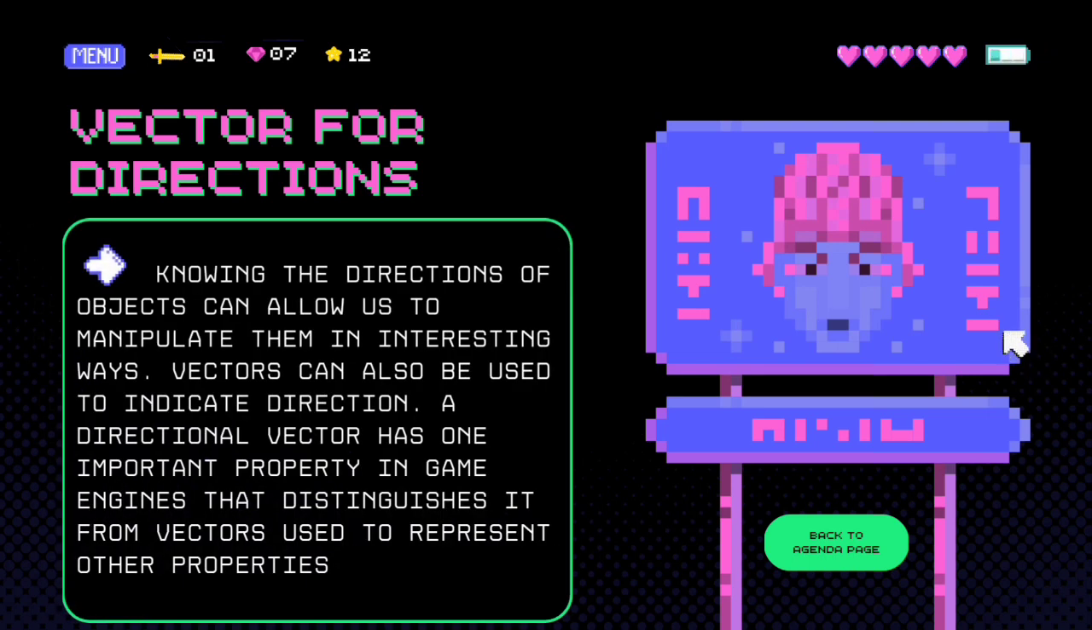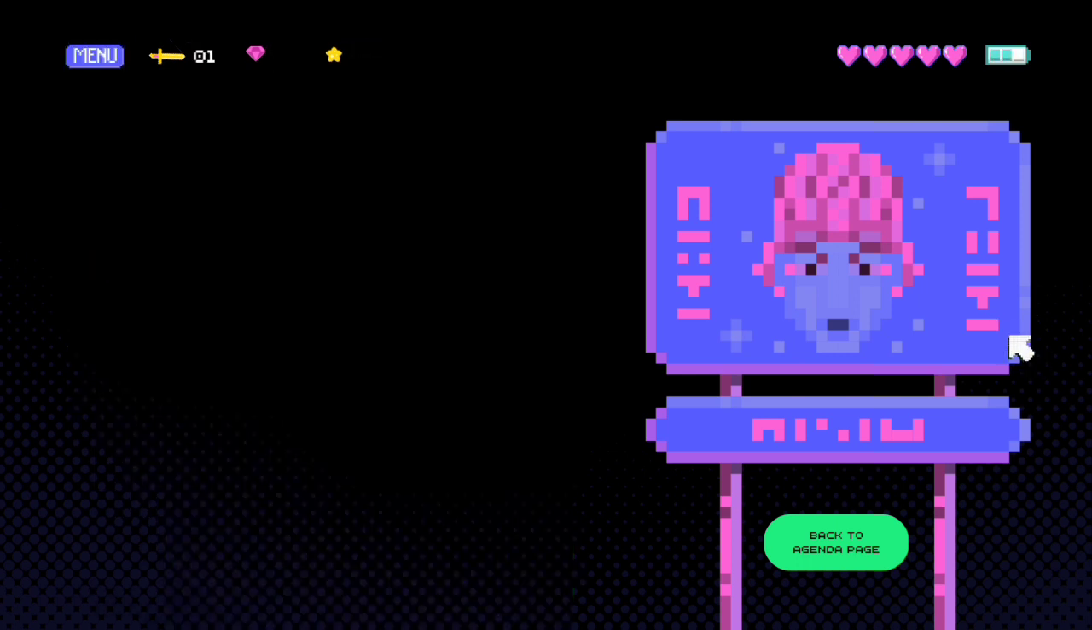So, my first point is vector for directions. What is vector for direction? Knowing the direction of an object can allow us to manipulate them in interesting ways. Vectors can also be used to indicate direction. A directional vector has one important property in game engines that distinguishes it from vectors used to represent other properties.